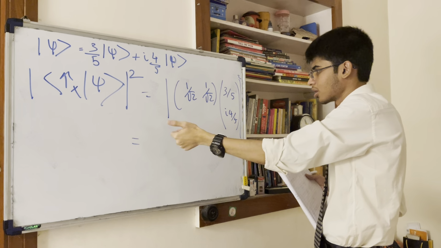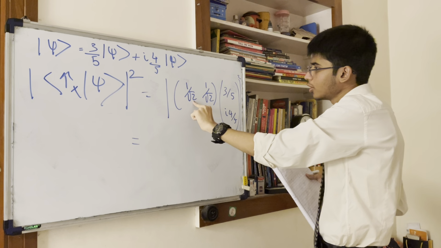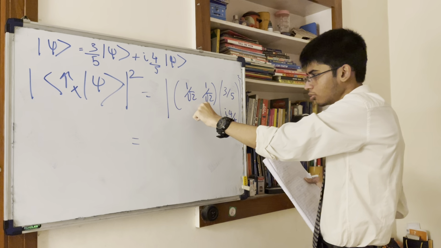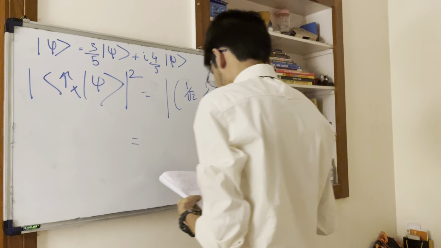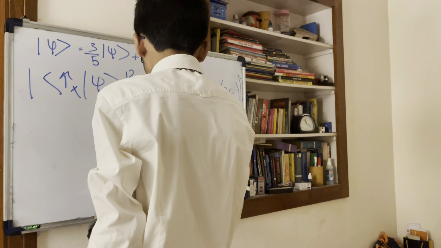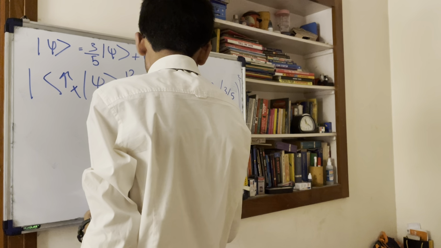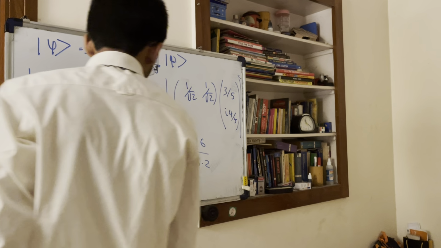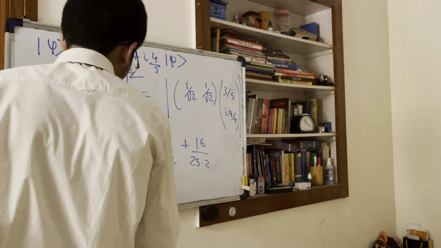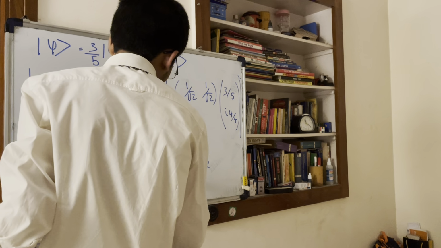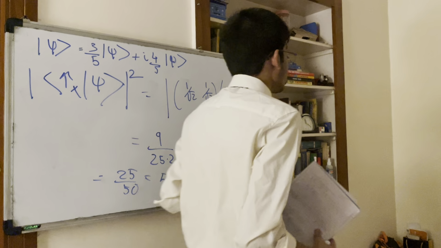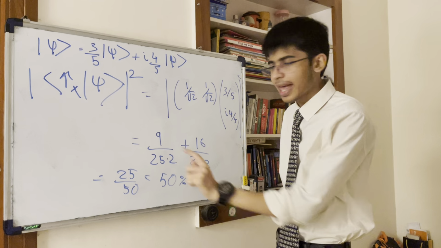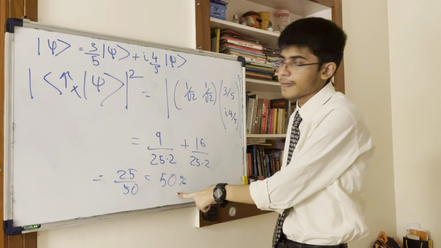We have to square each term, so it will become 5 into 5 squared, 25 into root 2 squared. Root 2 squared will become 2, so that will give me 50. So this will become 9 by 25 into 2 plus 16 by 25 into 2, which will give me 25 by 50, so 50%. So the probability of finding the particle spin up along the x-axis is 50%.